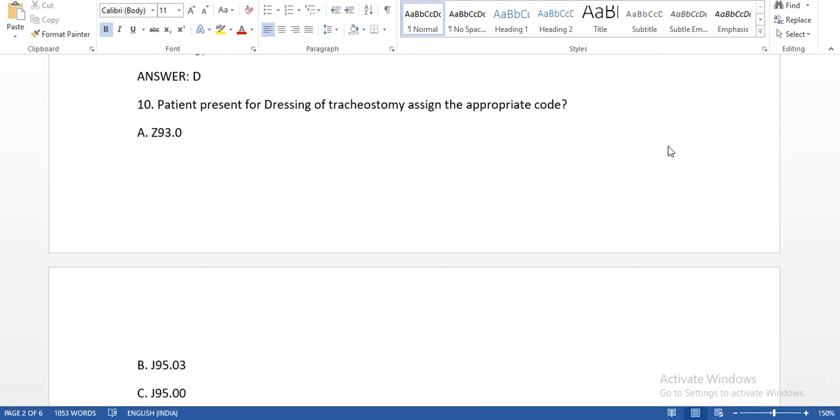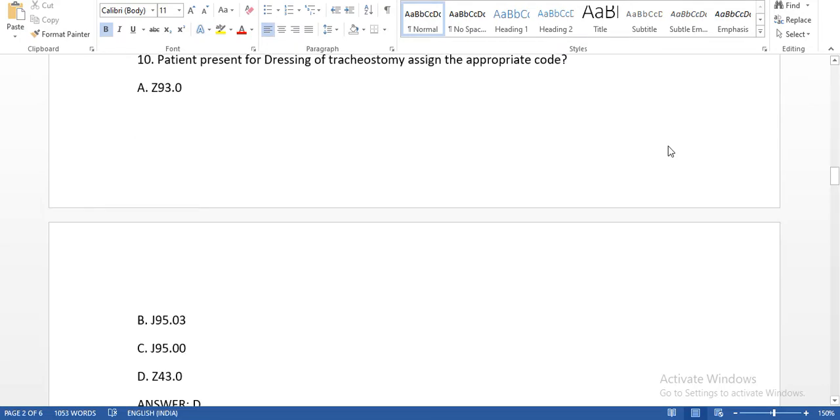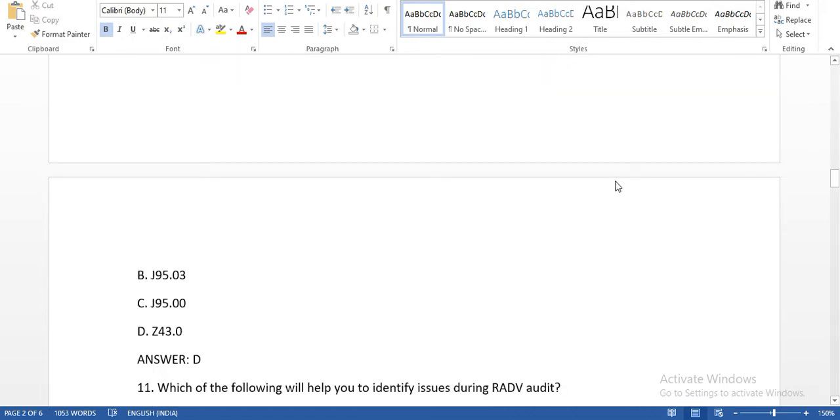So here we have 4 options: A Z93.0, B J95.03, C J95.00, D Z43.0. So here our answer is D. It is a direct question. We just need to go to the index, check attention, then tracheostomy. It will directly lead to our answer Z43.0.